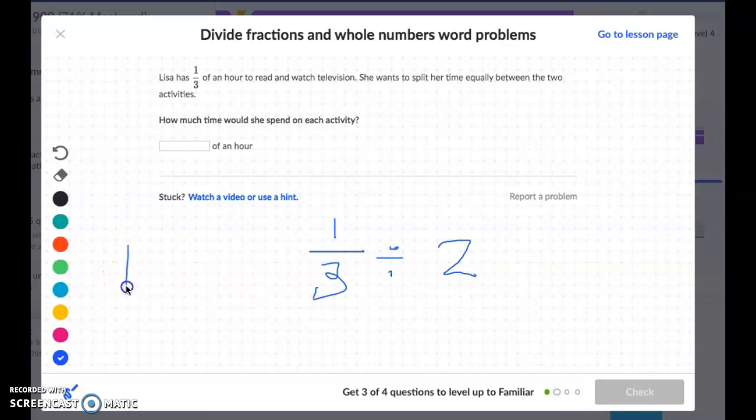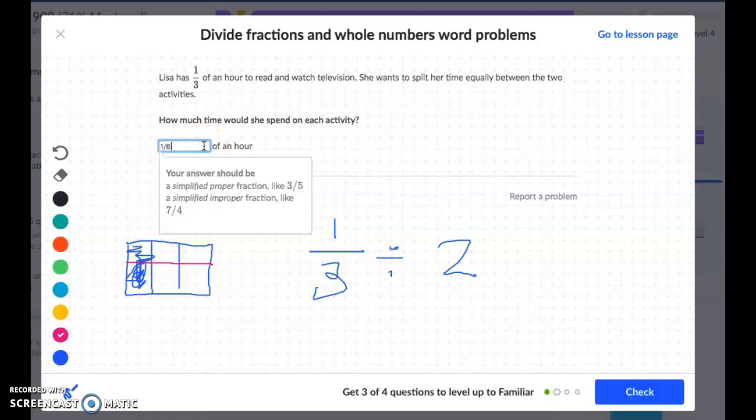So in this case, we need to think about our whole, and we need to think she only has 1/3. So remember, I shaded in 1/3, and then we're dividing that in 2 sections. So she would have this section to work on reading and this section to watch television. So each of those would be 1 out of a total of 6. So 1 divided by 6.